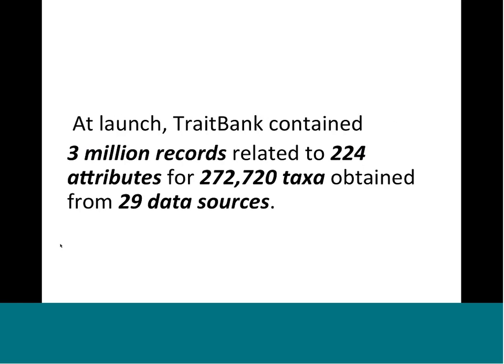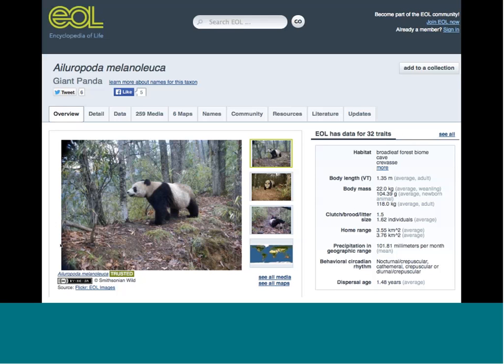You can access Trait Bank today by going to the EOL website, go to any species page, and you'll see on the species page an overview of the data, the traits that are contained, and there's a data tab on every EOL species page, every taxon page, and that tab illuminates the information that you have. So here's an example. For the giant panda, everybody loves the giant panda. We especially do here in DC. You'll see that EOL has data for 32 traits, and these are examples.